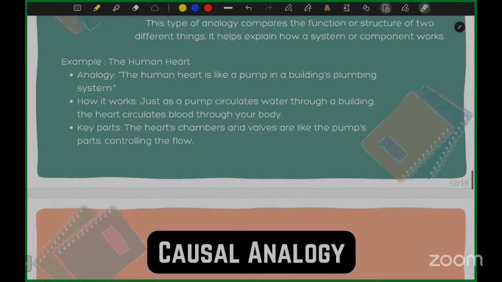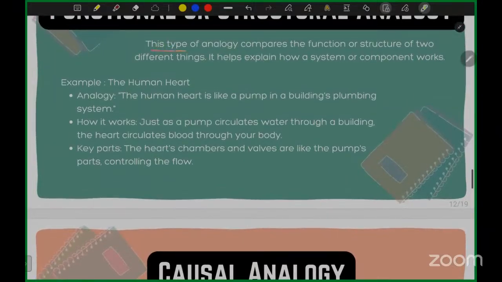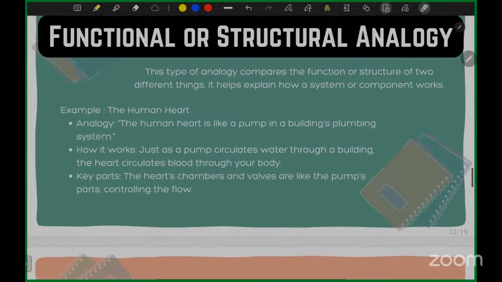From this, what you need to understand is that this type of analogy compares the function or structure of two different things. It's a very simple concept. This helps to explain how a system or component works. This is the very primary analogy, the primary comparison, which all of you teachers use in your day-to-day activities, but I'm just showing you what you are doing. You are using this analogy and teaching the students. This analogy is called structural analogy.